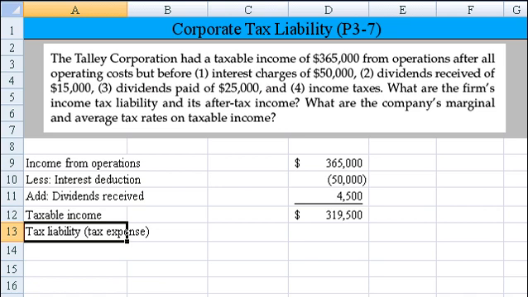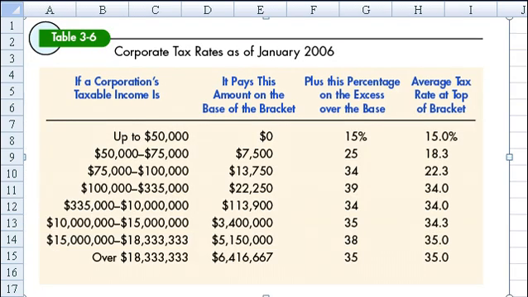Now, I'll switch the screen so we can look at the tax tables. Now you see that in front of you. Well, if we're in the $100,000 to $335,000 range, then using the information provided in Table 3-6 of our textbook, we would use that number right there. Now, if by chance the textbook gets updated, we can still use this problem as a good illustration, though the table data may change the final answer.